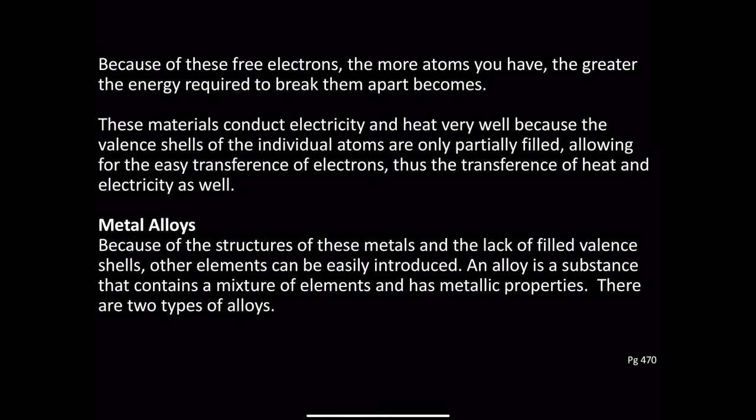There's also a concept called metal alloys, which are basically structures that lack filled valence shells. Other elements then can be easily put into those structures, so that if there's a space between structures, you can actually put another atom in there, which you'll see here in a minute. And so the definition of an alloy is a substance that contains a mixture of elements and has metallic properties. And there are two types of them, right?